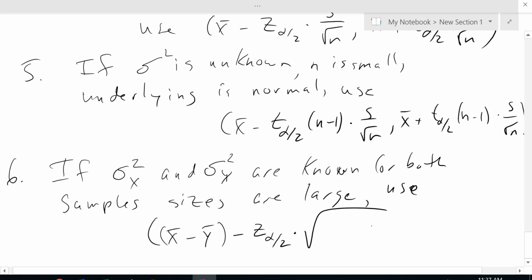standard deviation piece looks a little bit different, right? It's your variance for x divided by the sample size for x, I'll call it m, doesn't really matter, plus the variance for y divided by the sample size for y. And knowing that you can replace the sigmas with s's if the sample sizes are large, right? And then same thing on the other part.